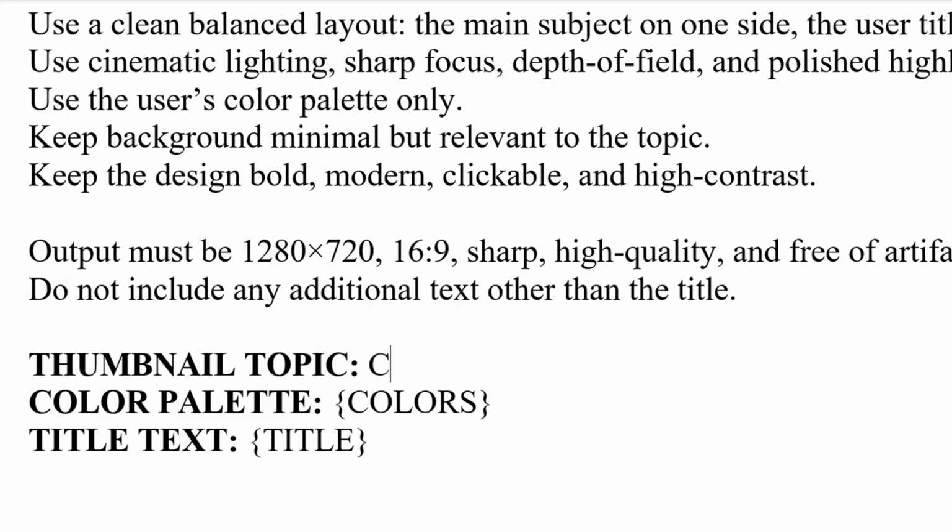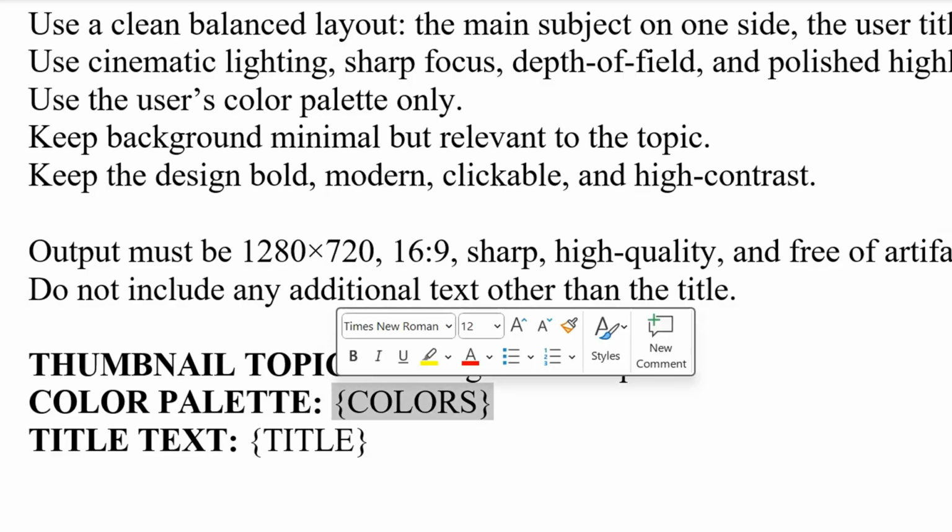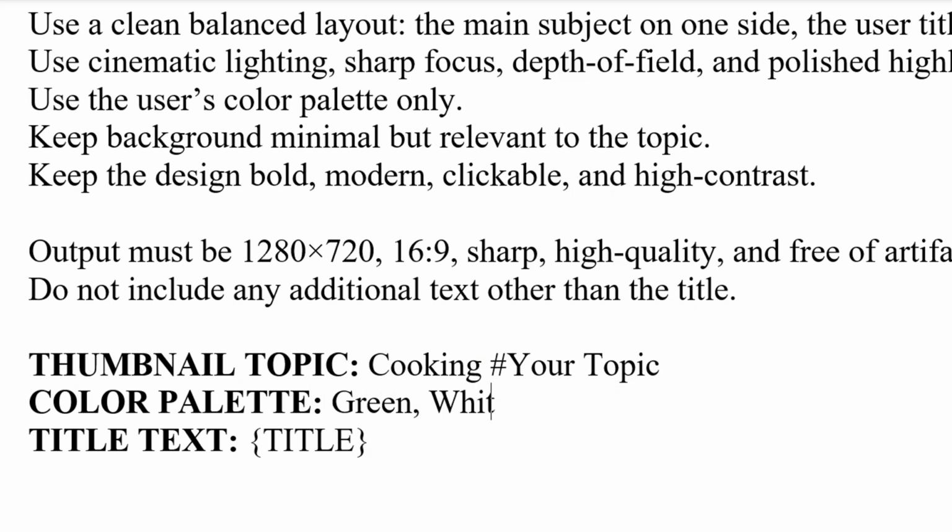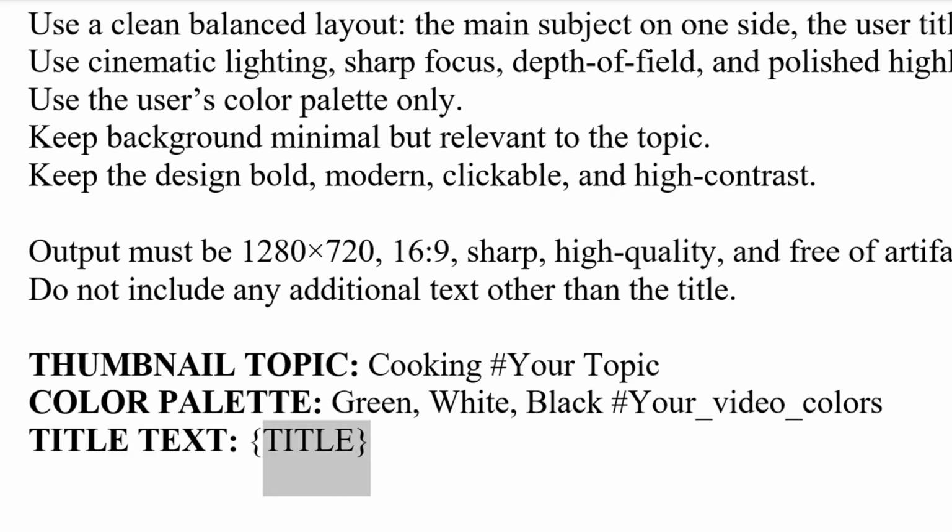The first variable you will see is the video title, or topic. This is where you specify what your video is about, whether it is related to football, cooking, technology, or anything else. The second variable is the color theme of your thumbnail. Here, you can choose any color palette you want to be used in your design. And finally, the third variable is the text you want to appear on the thumbnail itself. This should be the main message or headline that will be written on your thumbnail.